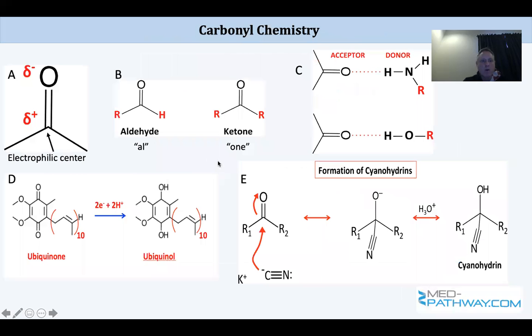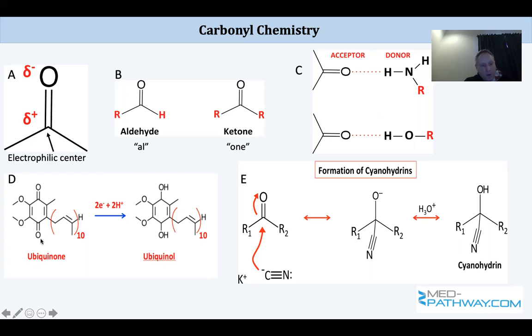Let's switch over to carbonyl chemistry. There's a lot here on this slide. Here's the classic carbonyl compound. Oxygen is looking pretty big right now. We've talked about this polar bond here: oxygen is really electronegative. It pulls electrons towards itself and generates an electrophilic carbon center. Aldehydes have the suffix -al, ketones have -one. We see the donor-acceptor hydrogen bonding configuration as we saw before.